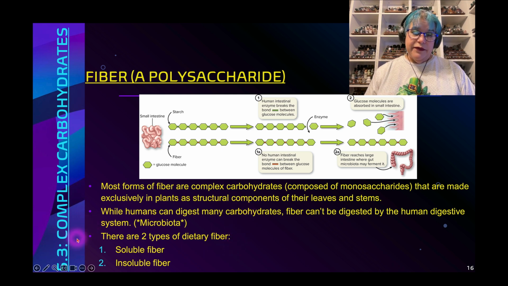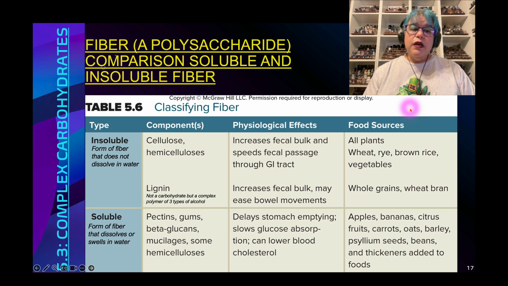We've got two types of fiber, soluble fiber and insoluble fiber. Insoluble fiber is a form of fiber that does not dissolve in water. Remember, soluble means to dissolve. The components are going to be cellulose and hemicellulose as well as lignin, but lignin is not a carbohydrate. It's actually a polymer of 3 types of alcohol. Just so you know, technically it is an insoluble fiber, but it's not going to be a carb.